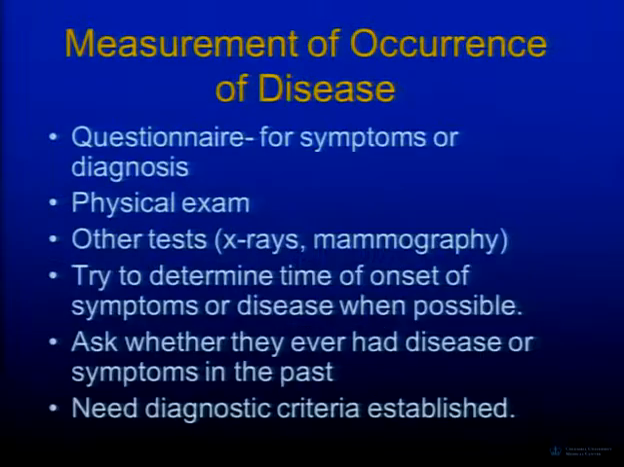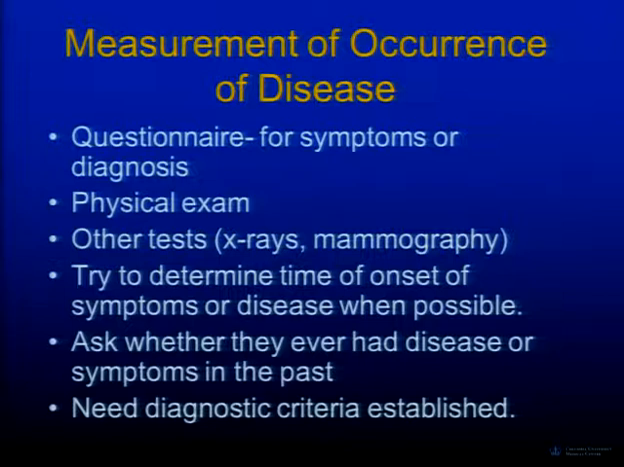One of the things that as we go through that you also want to think about is the measurement of occurrence of disease. So if I was doing arthritis, am I just going to have a questionnaire and ask if you have symptoms or if you've ever had a diagnosis of arthritis? Or am I going to have a rheumatologist here who's going to actually physically examine each of you and say whether or not you have it? Or are we going to take an x-ray of your joints and try and determine if you have it that way? We try and determine the time of the onset of the symptoms of the disease when possible, but it's all being done kind of by someone's recall. And you can ask whether they ever had the disease or symptoms in the past.